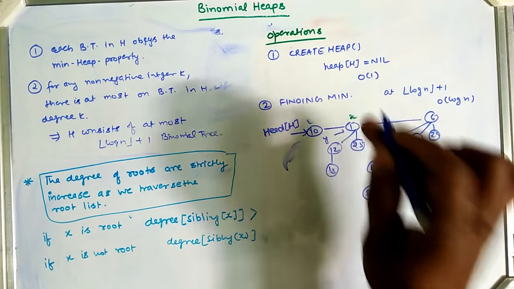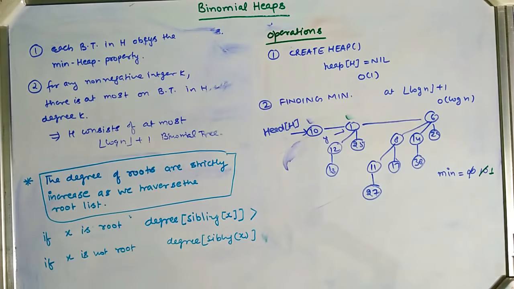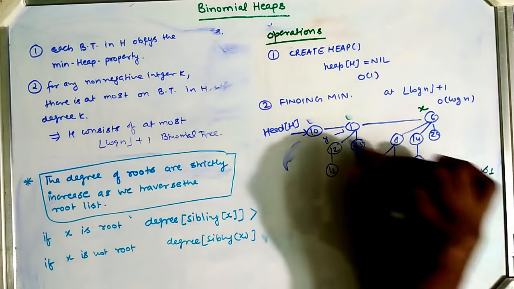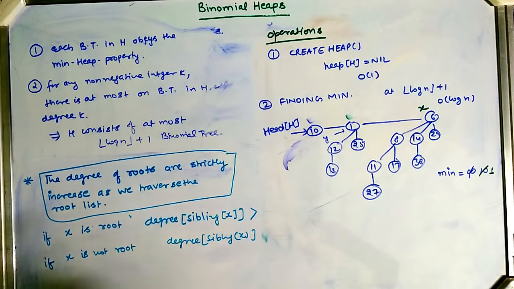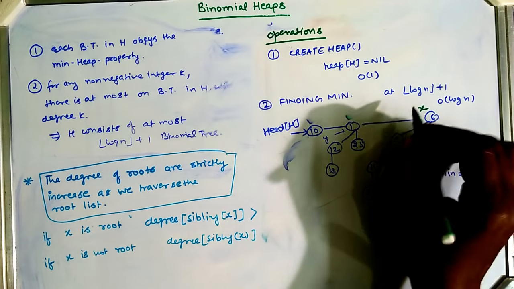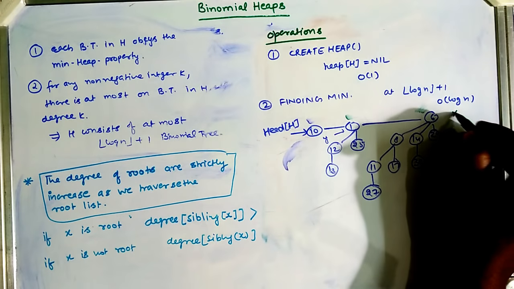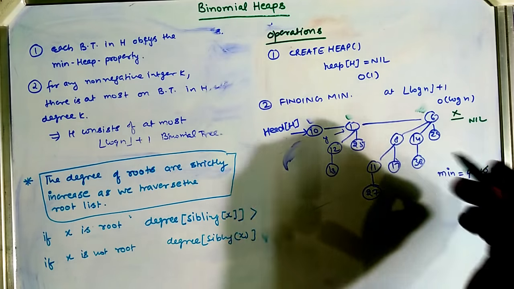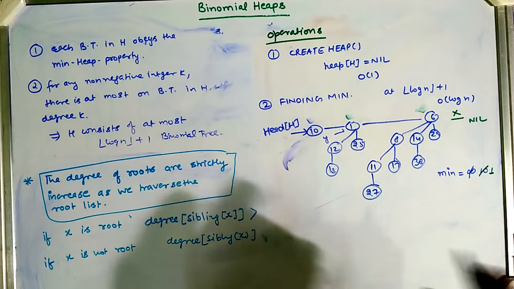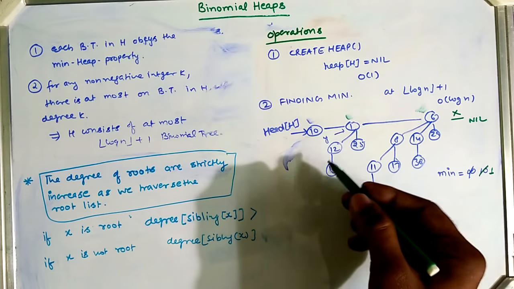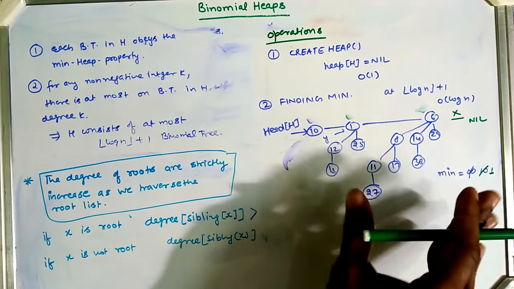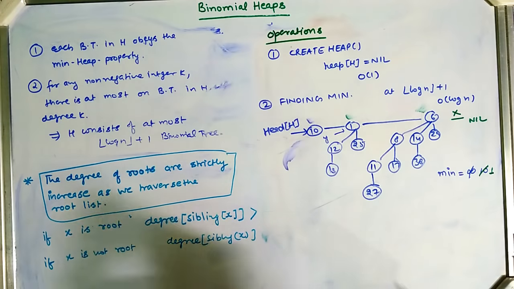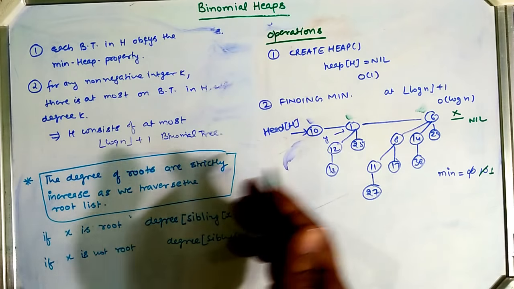Now x is pointing to the sibling of x, so x goes here. Now check whether the key of x is less than min. No, it is not less than min. So we do not update y or min, but we update x. So x will now point here, which is nil. When x is equal to nil, the procedure stops and returns y. So the pointer y is now pointing to the minimum element in the root list. This procedure takes order of log n time in the worst case, where we have to traverse the whole root list.